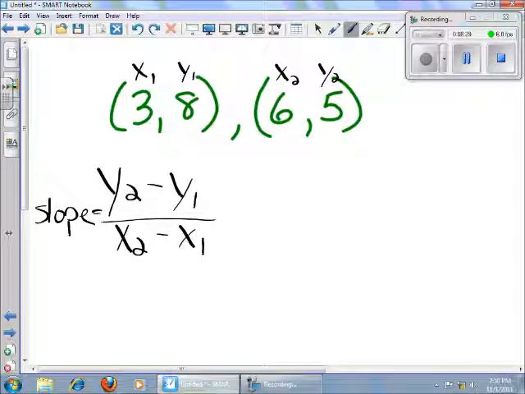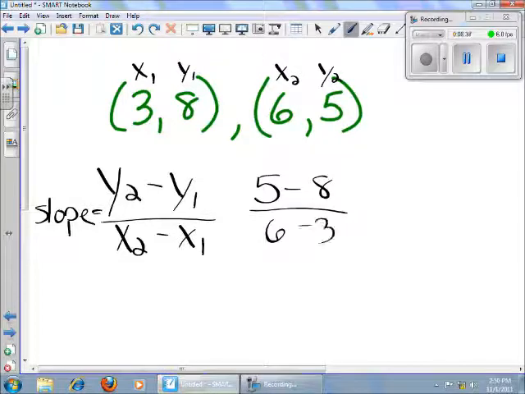So I will take my y sub 2 value and subtract 8 from it. I will take my x sub 2 value and subtract 3 from it. 5 minus 8 is -3. 6 minus 3 is 3. A simplified answer would be -1 over 1. There's the slope. That should be total review for you unless you've been absent a lot lately. All you do is subtract the y's, subtract the x's. The difference of the y's rises to the top.